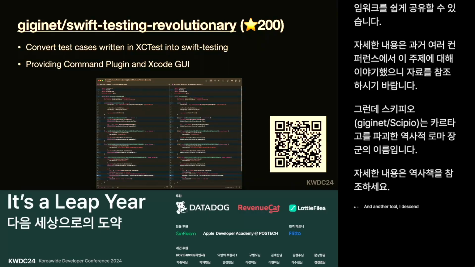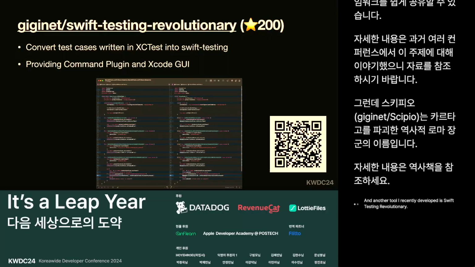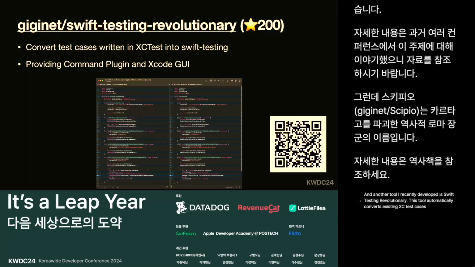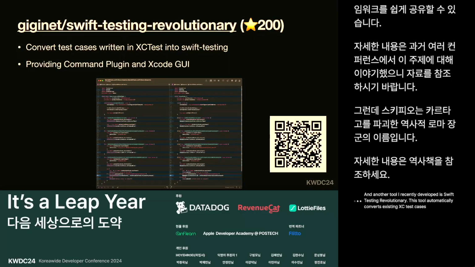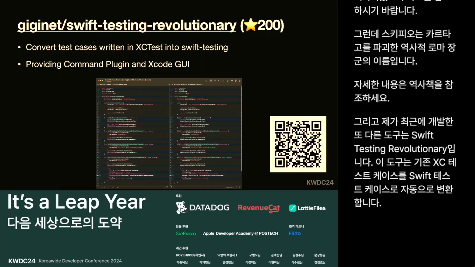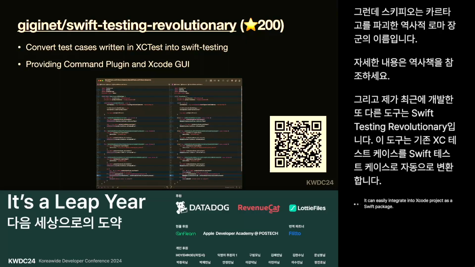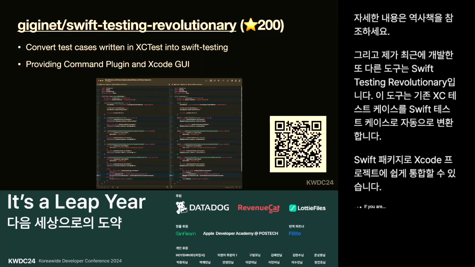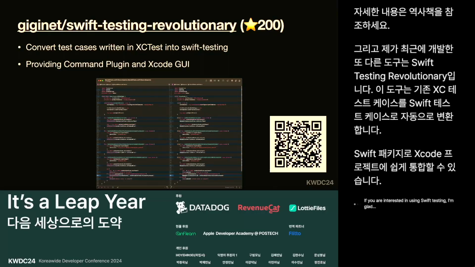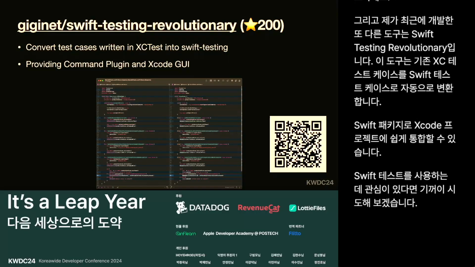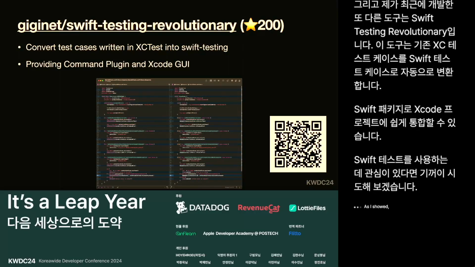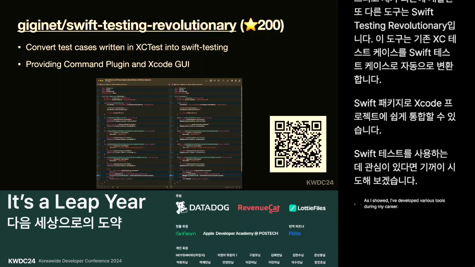And another tool I recently developed is Swift Testing Revolutionary. This tool automatically converts existing XCTest cases into Swift Testing cases. It can easily integrate into Xcode projects as Swift packages. If you are interested in using Swift Testing, I'm glad if you try it. As I showed, I've developed various tools during my career.